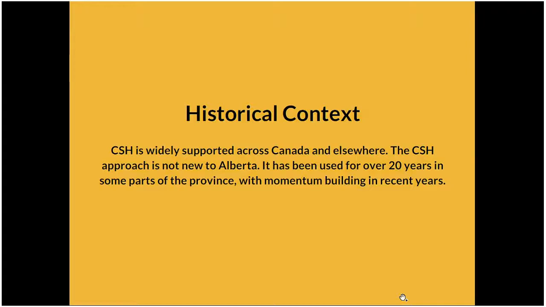Comprehensive school health is also not new to Alberta. In some parts of the province, the comprehensive school health approach has been applied for over 20 years. However, momentum related to the comprehensive school health approach has been building over the past few years.